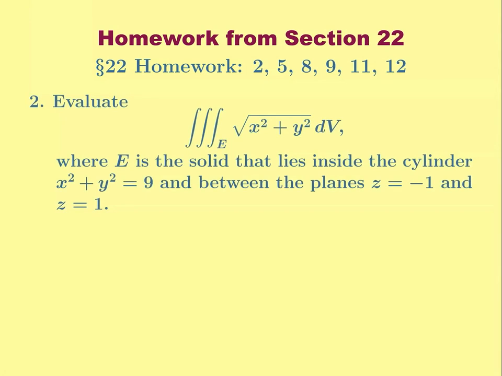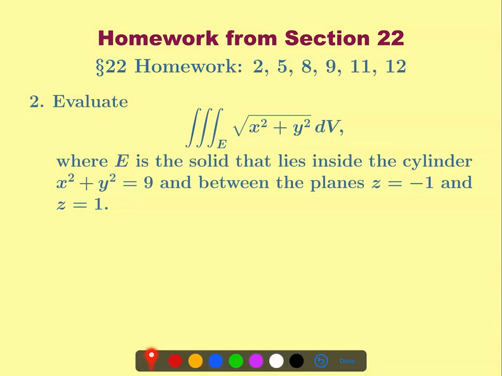So in this first problem, we're trying to do a triple integral over a solid E, where this solid is inside the cylinder of radius 3, centered at the origin, and centered along the z-axis. And it's between the two planes z equals -1 and z equals 1. So in the xy plane, we have this circle of radius 3 centered at the origin, and then z is just going between -1 and 1.